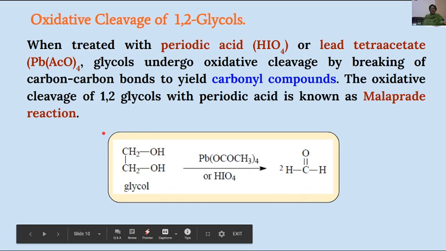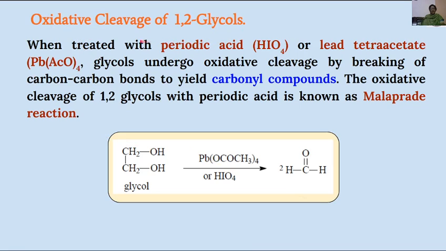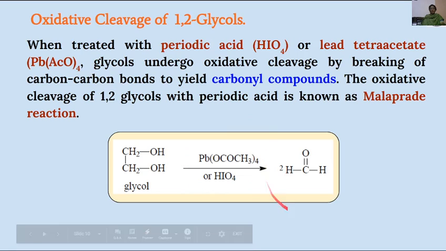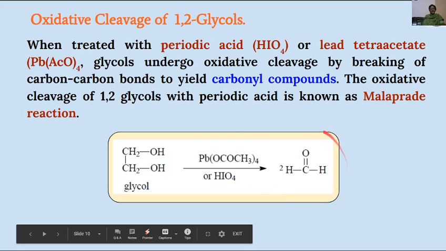So next we have oxidative cleavage of 1,2 glycols. When they are treated with periodic acid, HIO4, or lead tetraacetate, glycols undergo oxidative cleavage by breaking of carbon-carbon bonds to yield carbonyl compounds. The oxidative cleavage of 1,2 glycols with periodic acid is known as the Malaprade reaction. So ethylene glycol with LTA or periodic acid gives us 2 molecules of formaldehyde.